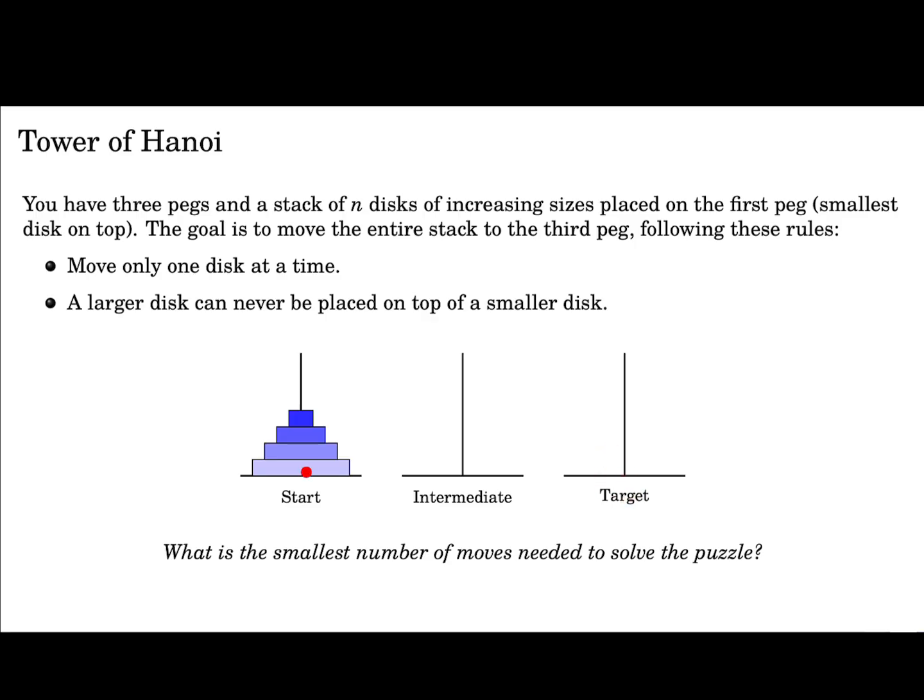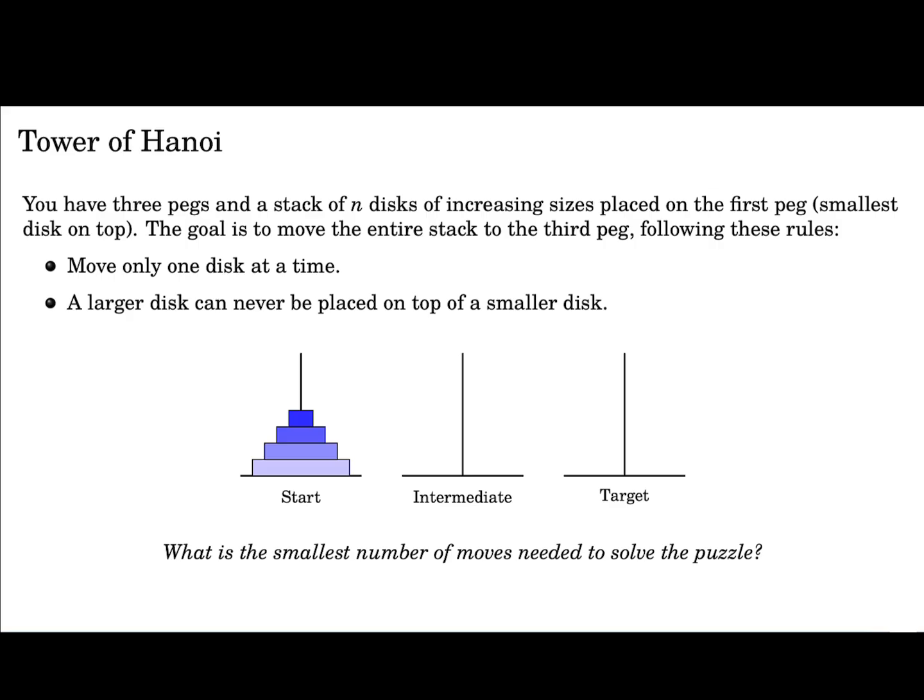So you would like to put this configuration here. And there are 2 rules. First, we can only move 1 disk at a time. So you need to take the top disk of one of these 3 pegs and move it somewhere else. And second, you can never place a larger disk on top of a smaller disk. So this second disk can never go on top of the first one. It can go on top of the 3rd one and the 4th one.